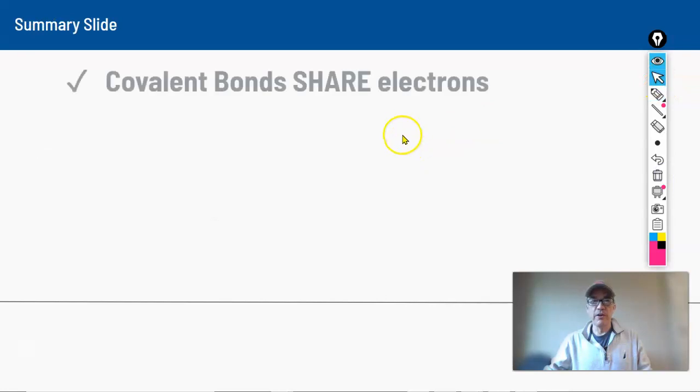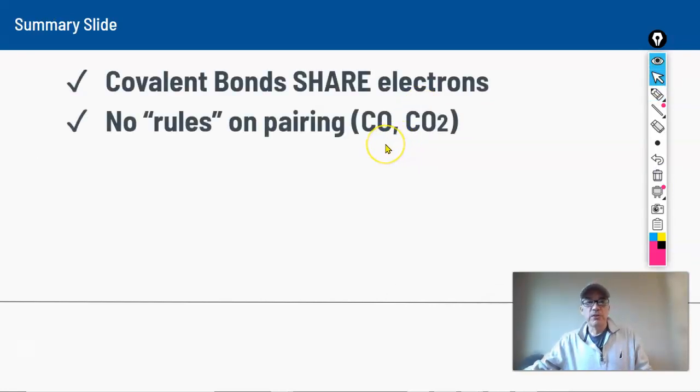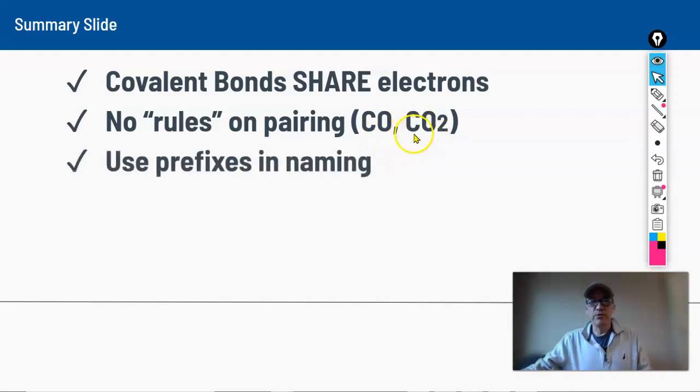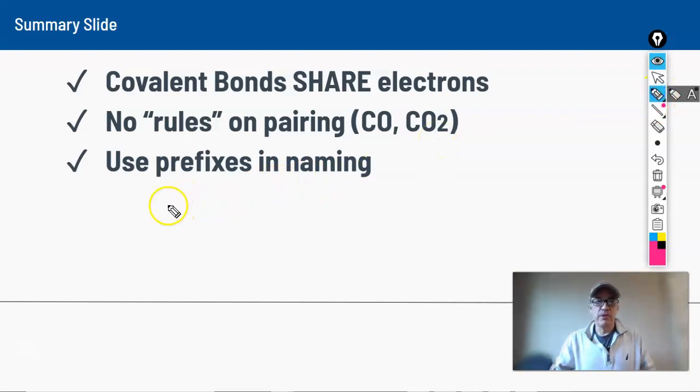All right. So in summary, covalent bonds are when we share electrons. There's no rules on pairing them. Like you can have carbon and oxygen make carbon monoxide. You can also have it make carbon dioxide. And this is why we have to use the prefixes to name them, because they can come in multiple different ways.